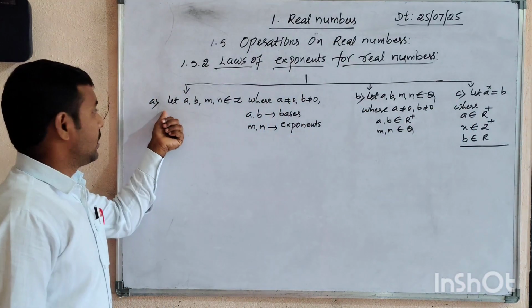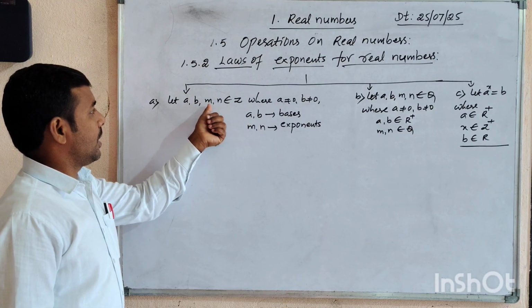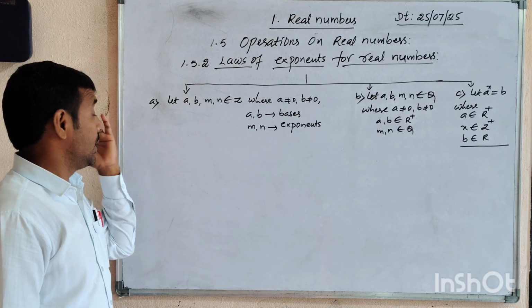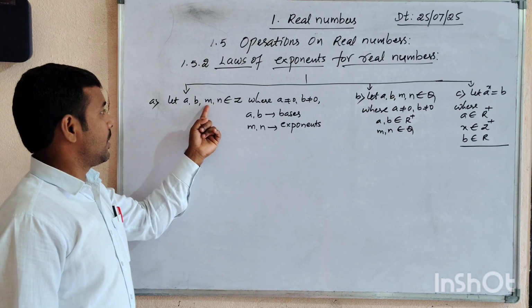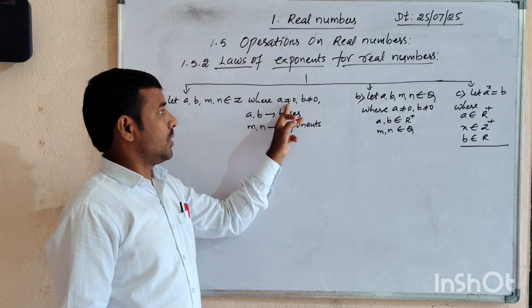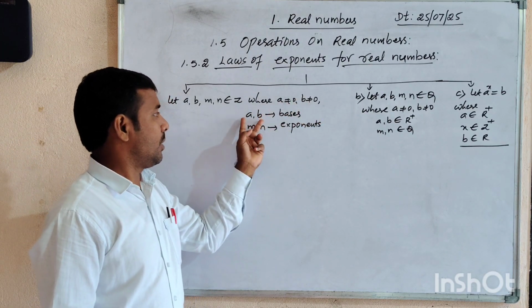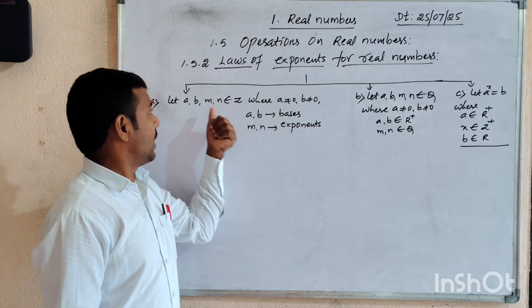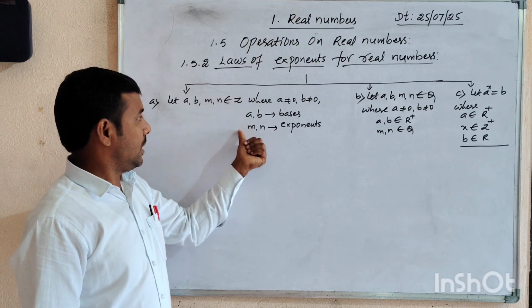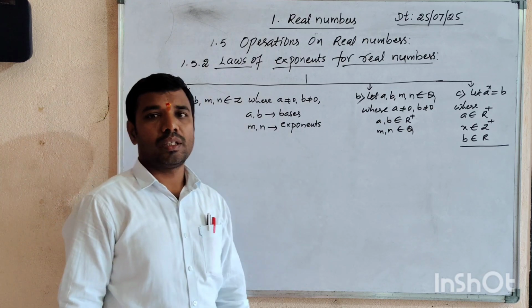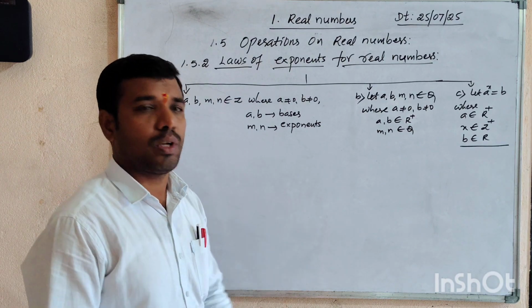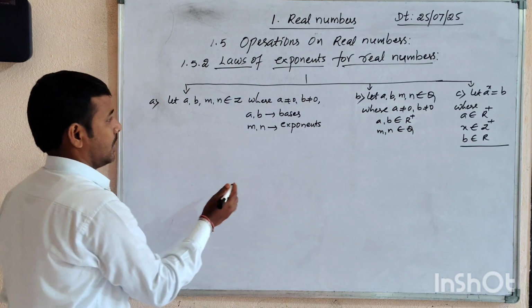What is first? Let a, b, m, n belong to integers. Once again, a, b, m, n belong to integers where a is not equal to 0, b is also not equal to 0, and a, b are bases, and m and n are exponents. These concepts, these details we discussed in the 8th class itself. Once I will remind the formulas. I will list out the formulas in front of you. Right, let us go with 1.